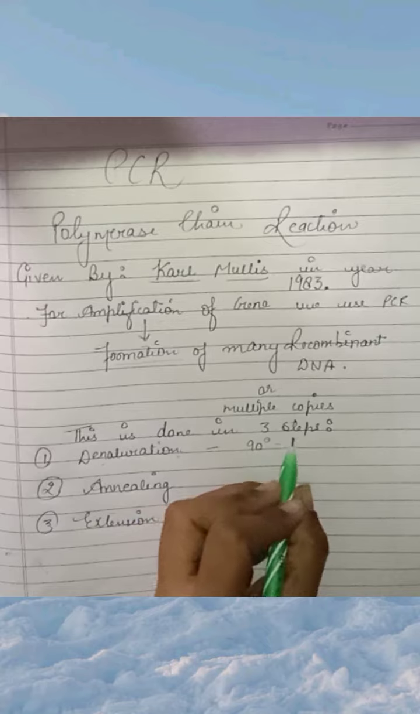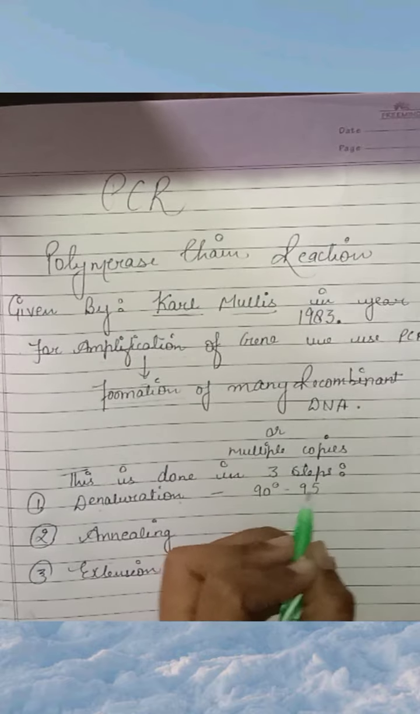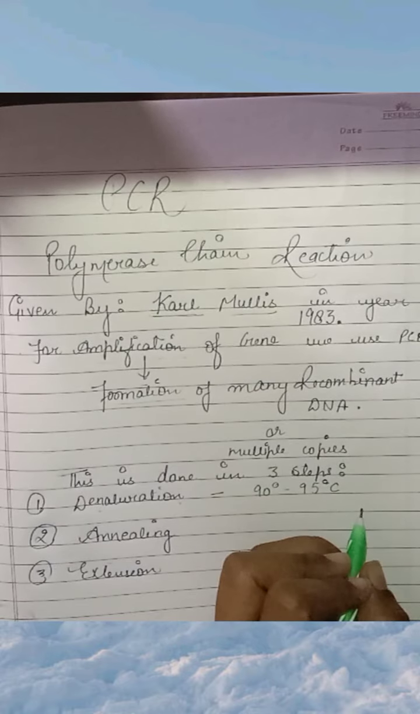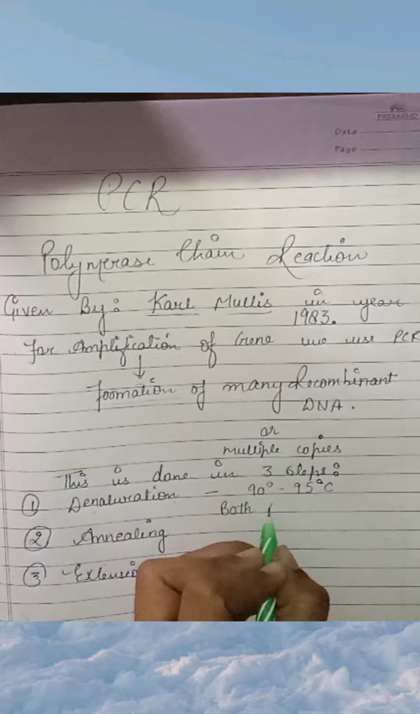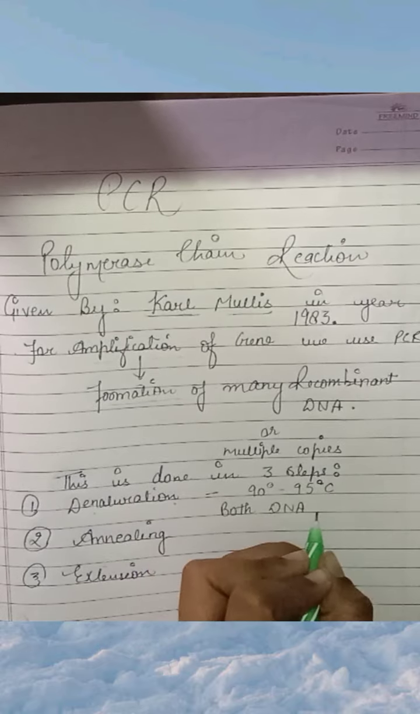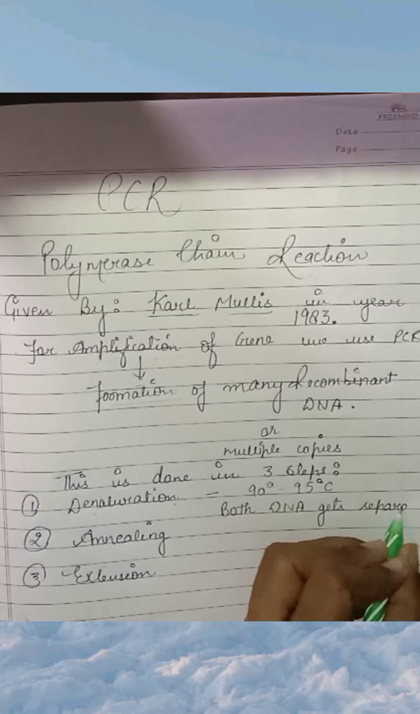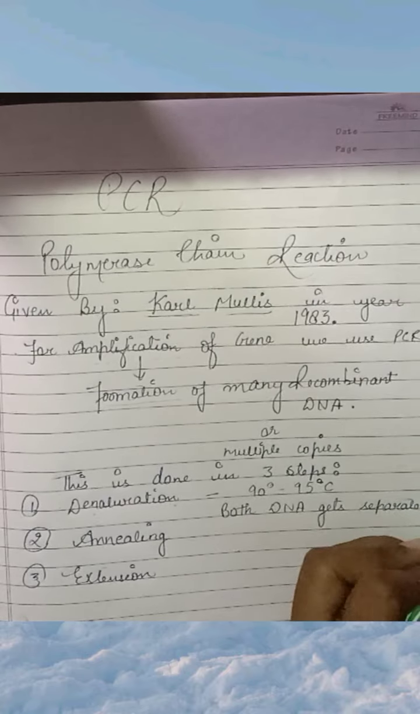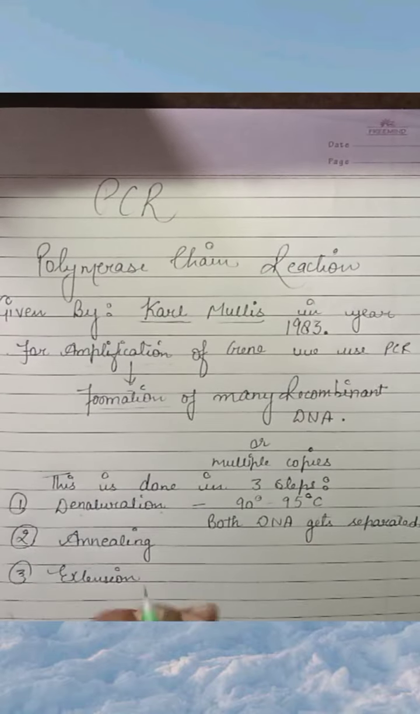Now we are going to the denaturation. Denaturation is done at a temperature of 90 to 95 degrees Celsius. In this, both the DNA strands get separated at the given temperature. The temperature depends on the place, and it varies from place to place.